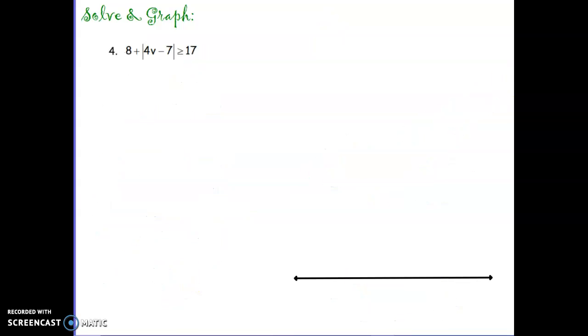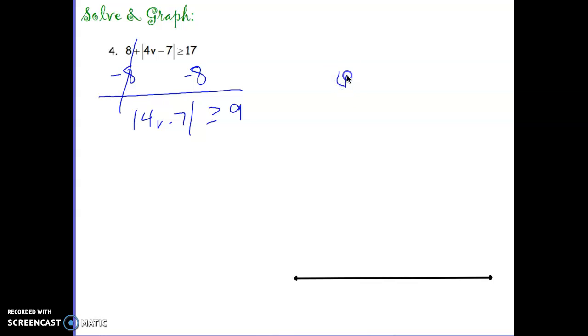All right, one more. Let's try this one. Okay, I see that 8 has to move first. I have to get the absolute value by itself before I can do anything about splitting it into two pieces. Greater than or equal to 9. Okay, so now when I split it into two pieces, the positive side stays just like it was. And the negative side, I need to remember to flip my inequality the opposite direction.